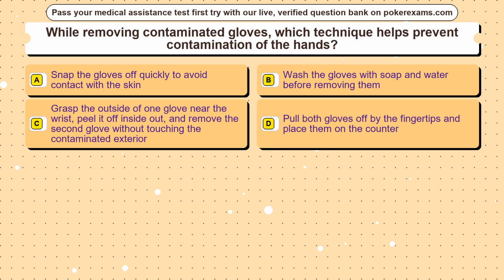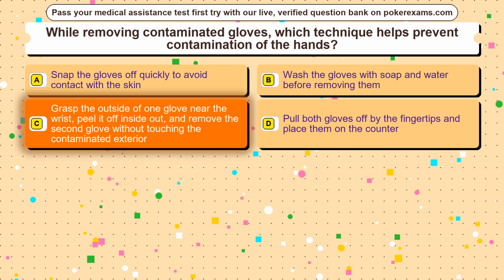Question 72. While removing contaminated gloves, which technique helps prevent contamination of the hands? Option A. Snap the gloves off quickly to avoid contact with the skin. Option B. Wash the gloves with soap and water before removing them. Option C. Grasp the outside of one glove near the wrist, peel it off inside out, and remove the second glove without touching the contaminated exterior. Option D. Pull both gloves off by the fingertips and place them on the counter.